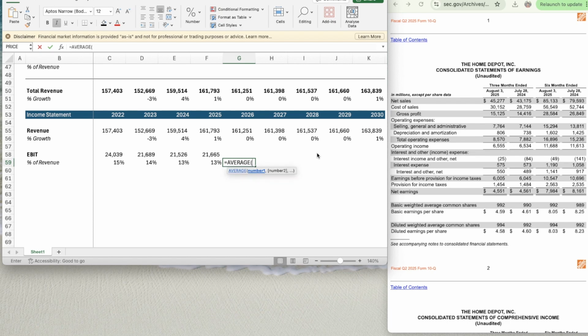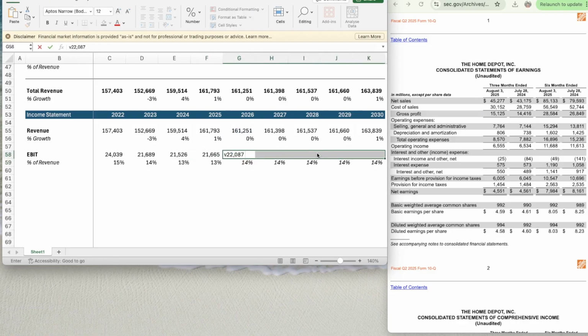Let's project it out. Now you don't just copy this over, you go equals, you take the revenue and you multiply it by the EBIT margin. So yeah, we copy that over and we come, and there we go, there we have it.